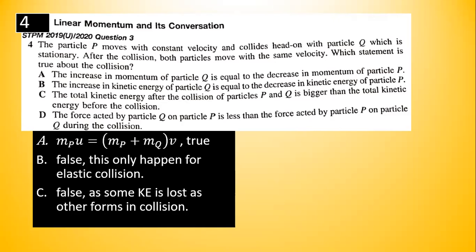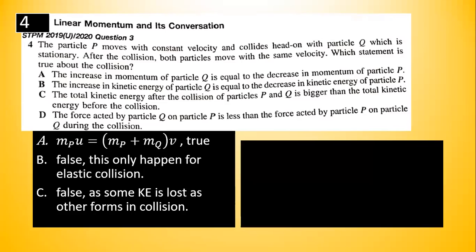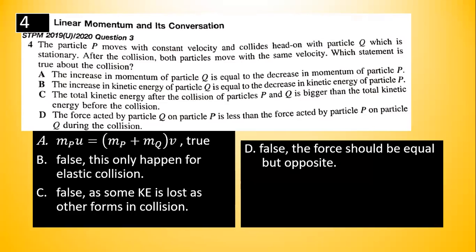The force acted by Q on particle P is less than the force acted by P on particle Q. It cannot be less. This is the third law. The force should be equal and opposite. Q hits P, P hits Q back with the same force, equal magnitude but opposite direction. Okay, so the answer is A. Okay with that?